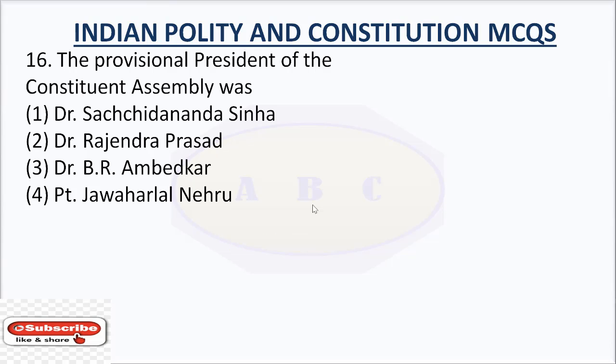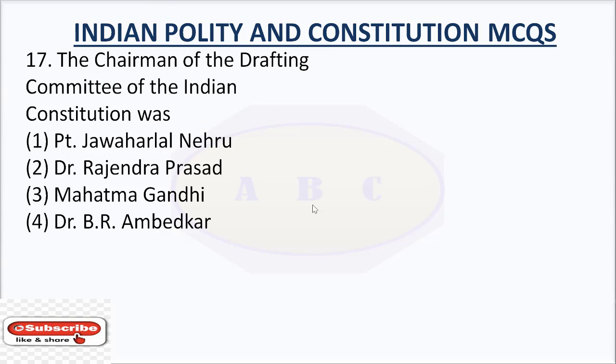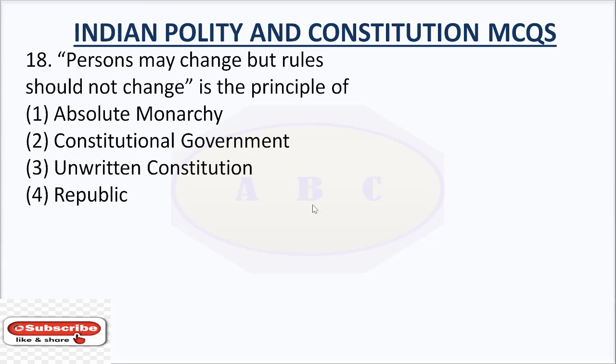Question number 16. The provisional president of the Constituent Assembly was. The right answer is Dr. Sachidanand Sinha. Question number 17. The chairman of the drafting committee of the Indian Constitution was. The right answer is Dr. B.R. Ambedkar.